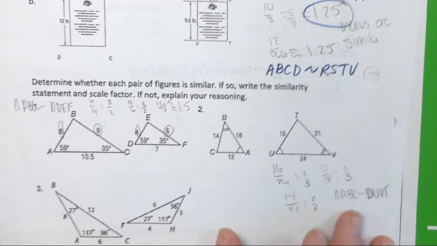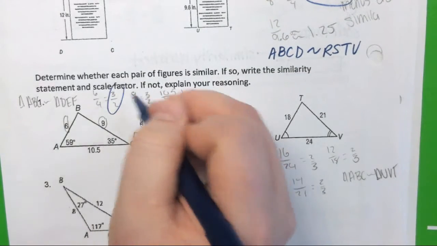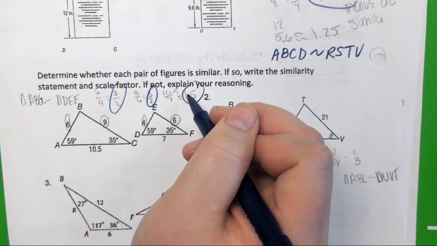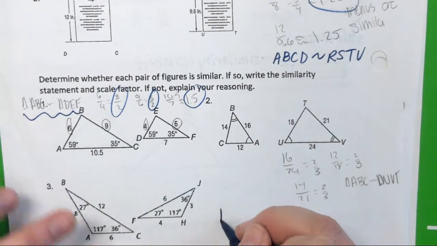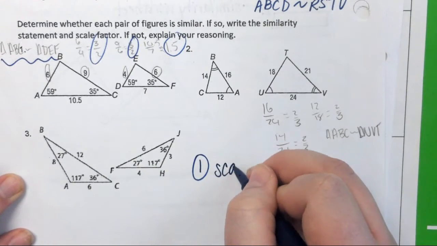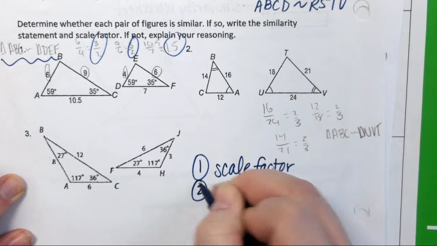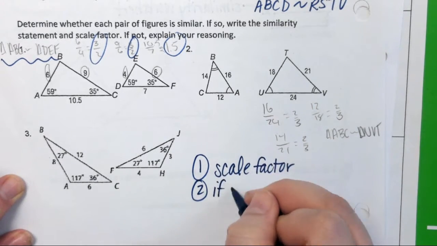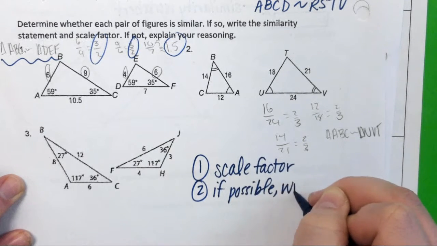Okay, and then I see Grant, we skipped number 3, but we did examples down here where we found the scale factor. And if we got the same number every time, we wrote the similarity statement. So really, if I were to list out steps, because I'm still just not understanding, you want to find the scale factor. And if there is a scale factor, write a similarity statement.